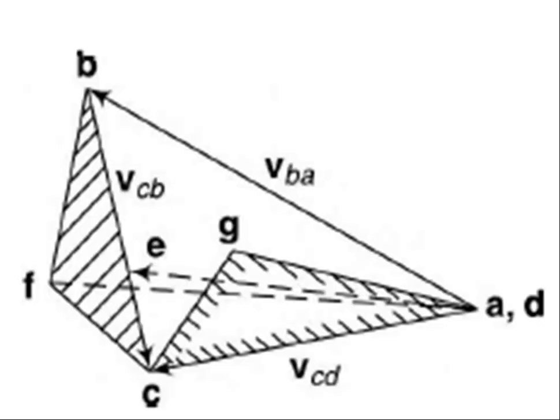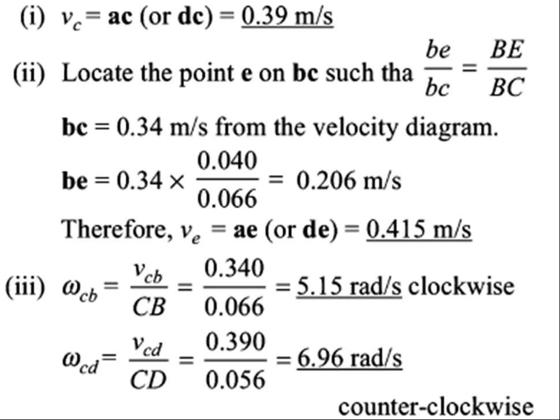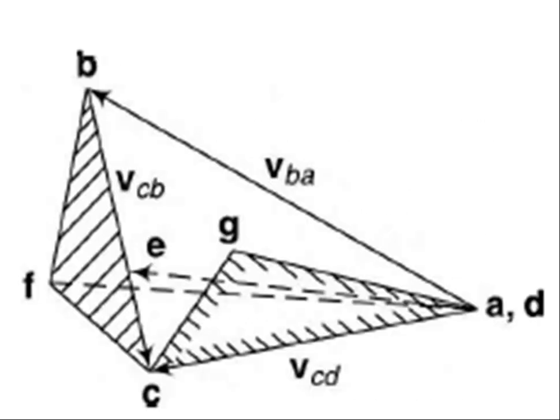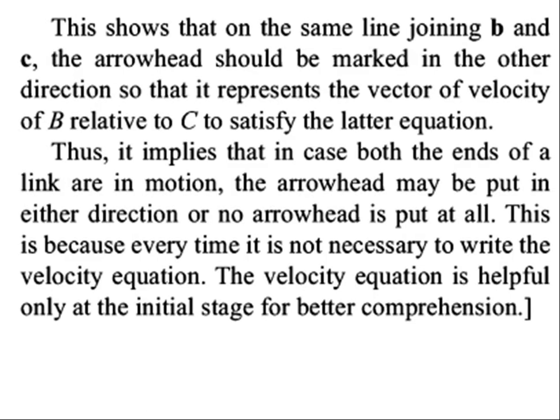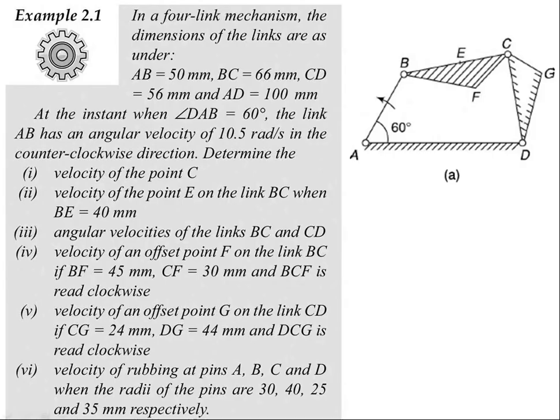Okay. So all of you got this answer? So we see you getting 0.39 meter per second. Okay. Next. What is the next one? Next, second one. Velocity of the point E on the link BC when BE is 40 mm. Okay. So B to C already 66 mm is there, and from B to E you have to mark a point of 40 mm.